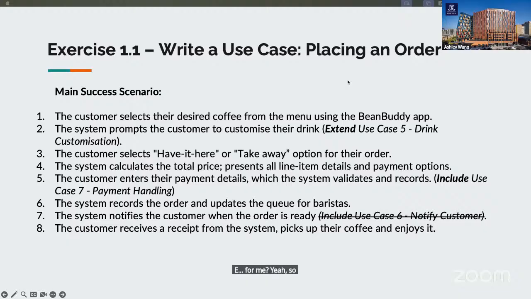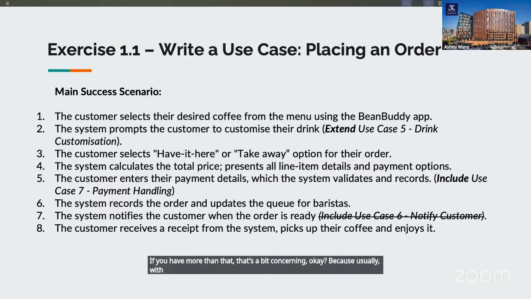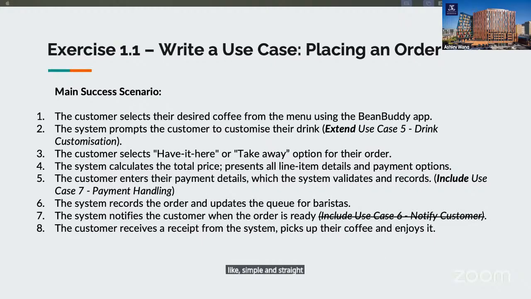Yeah, so this is the answer we given for this main success scenario. Because we've used a fully dressed style, you're not expected to write that much. Usually for your use case description, between 1 to maximum 10 steps. If you have more than that, that's a bit concerning, okay? Because usually with the brief and casual, it should be simple and straightforward. You're not expected to write an essay. So try to avoid that.